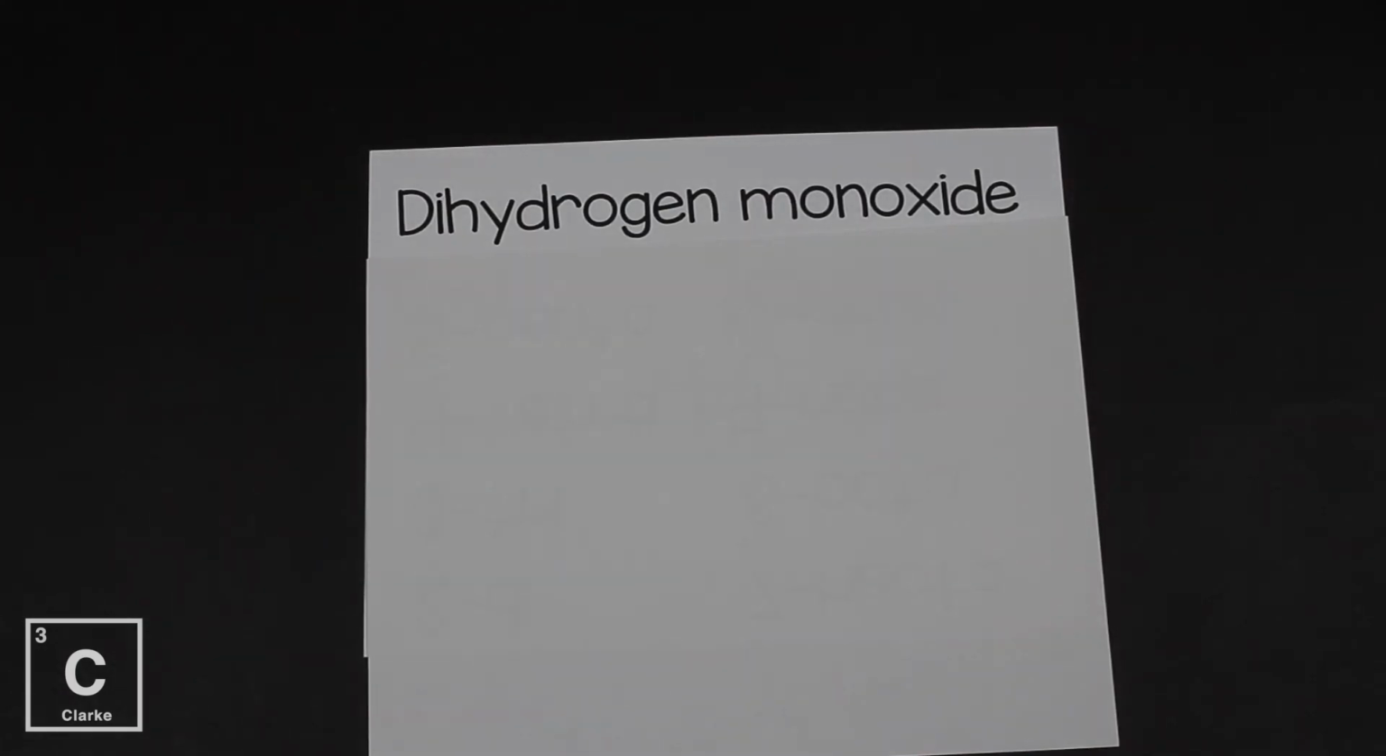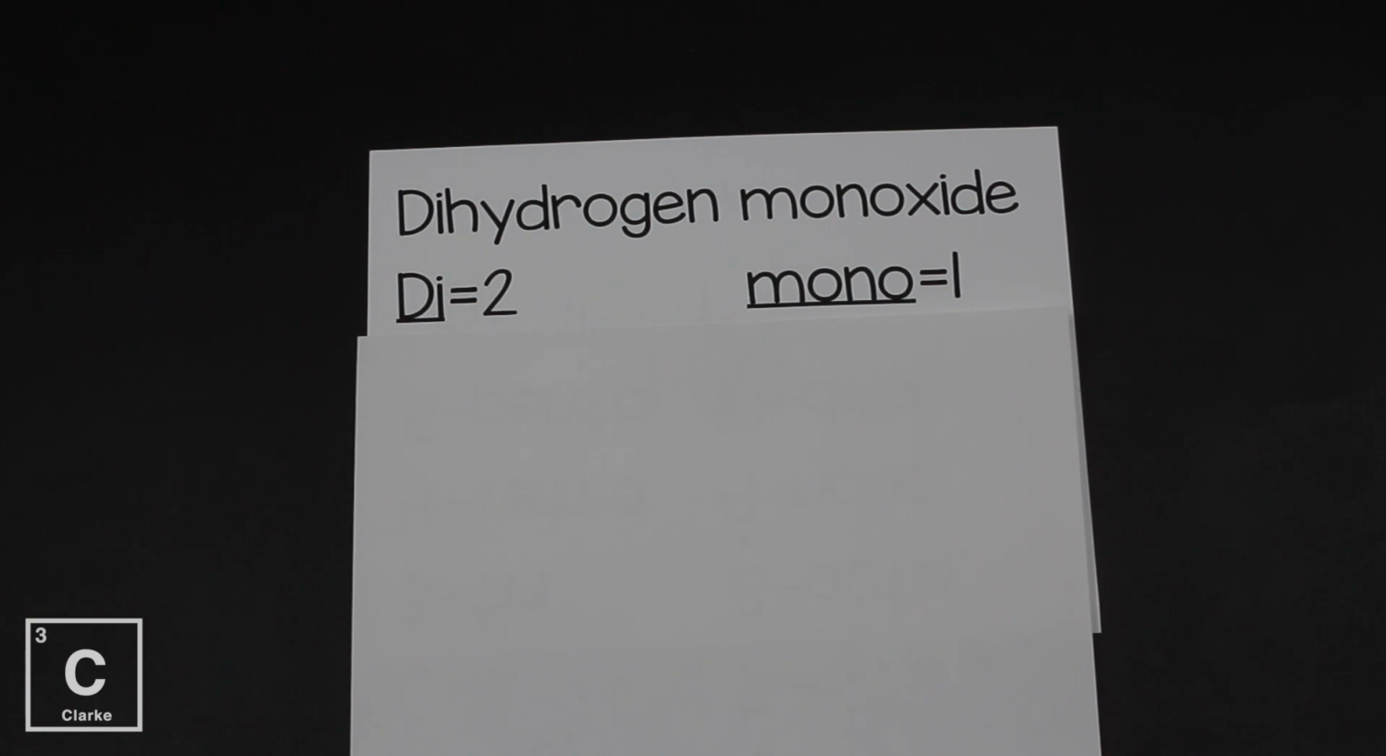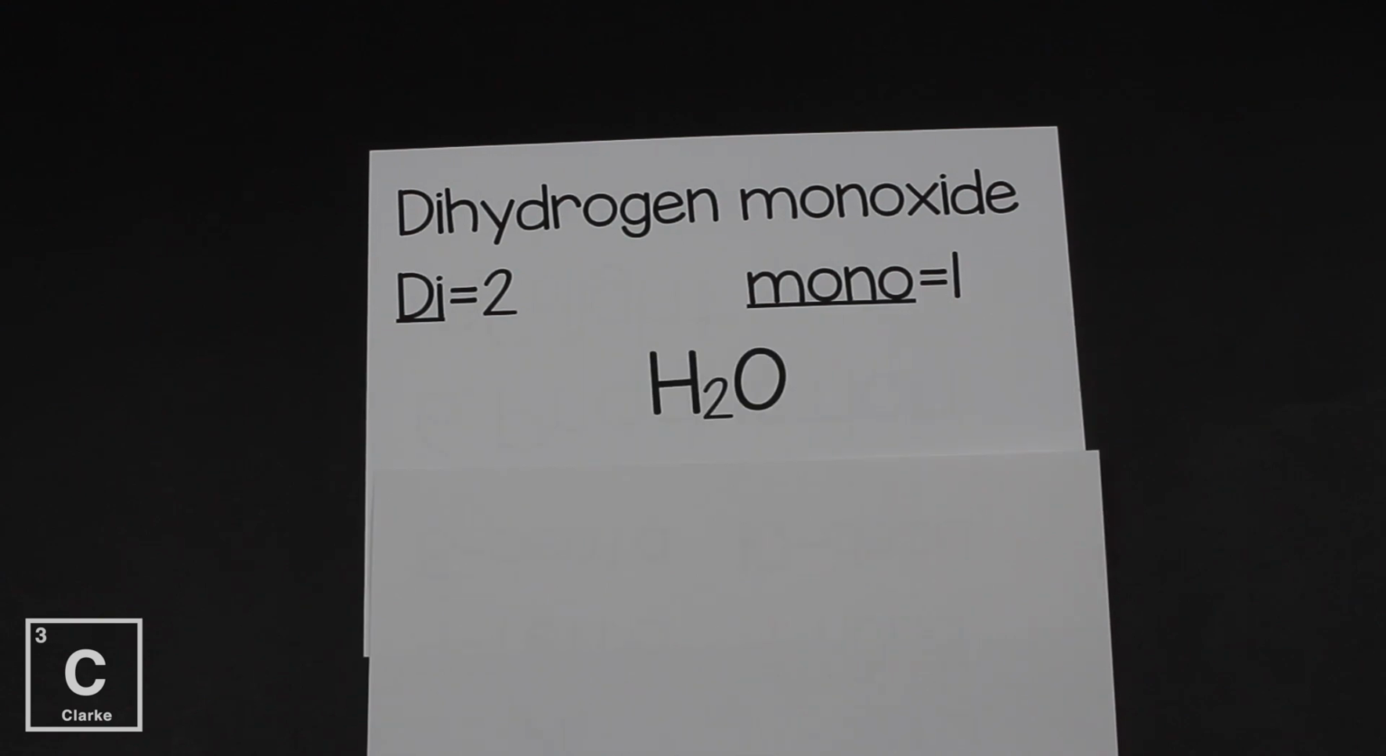Let's look at another example. Dihydrogen monoxide. That prefix di means 2, mono means 1. Hydrogen, there's 2 hydrogens, there's 1 oxygen. Dihydrogen monoxide, that's the true chemical name for water, H2O.